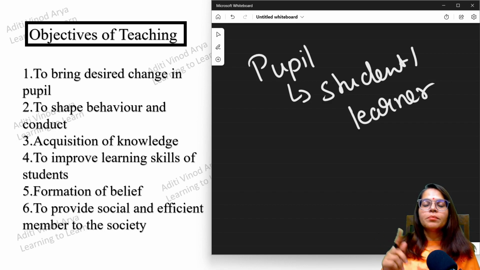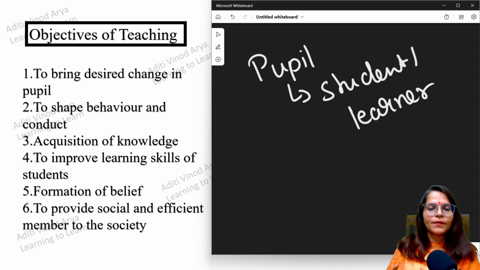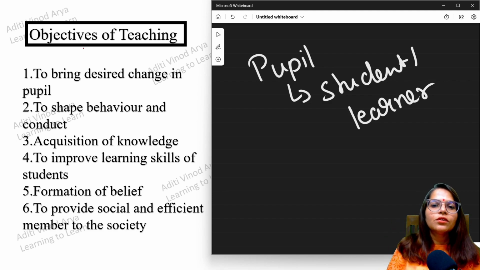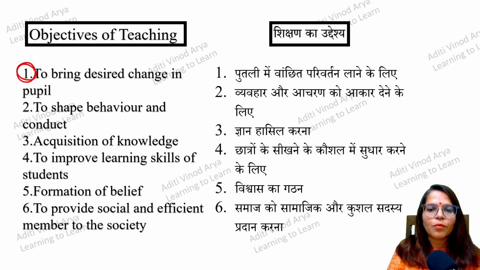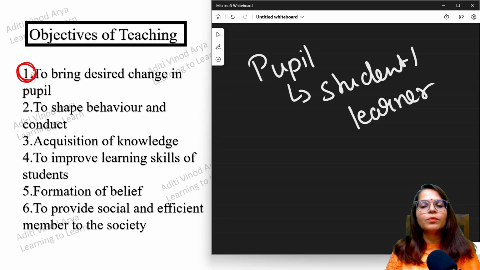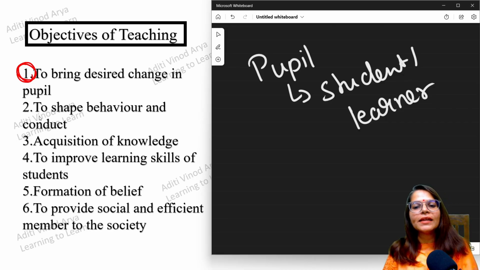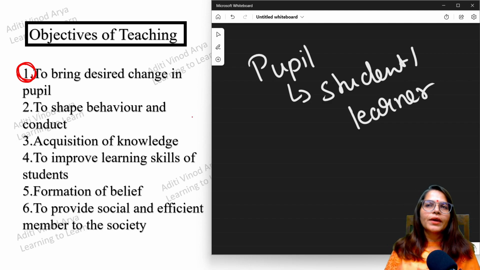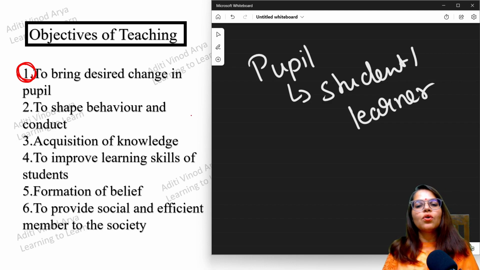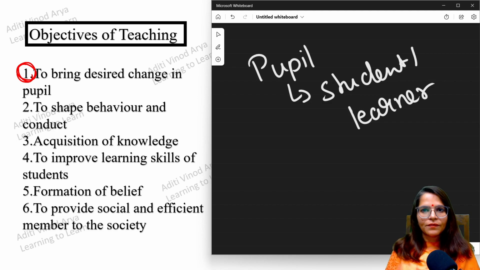Make sure you remember that, because there could be n number of objectives in the question given, but we need to choose the most appropriate. So the primary, the foremost, the most important one would be option number 1, to bring desired change in pupil. The second is to shape behavior and conduct. Yes, this is also one of the objectives or aim of conditioning, but still teaching also includes to shape the behavior and the conduct. So that is also one of the things you need to remember.